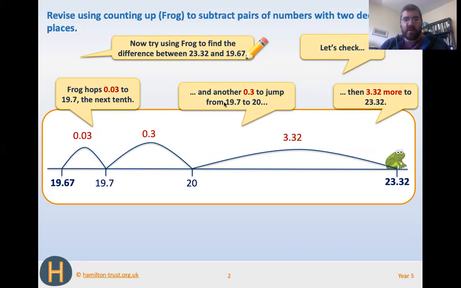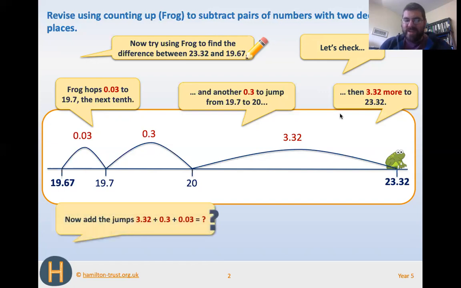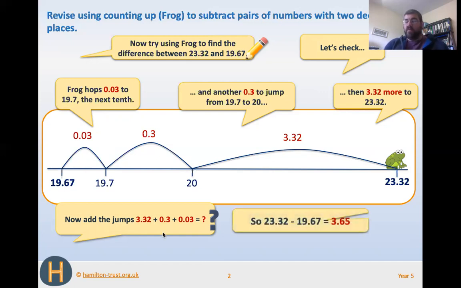So here he jumped 3 hundredths, here he jumped 3 tenths, and here he jumped a lot. All we need to do is add them all up. Again, no carrying even there. That's a place value addition. Easy peasy: 3 and 3, and 3 and 2, and we've got the answer. Frog jumped in total 3.65. So the difference between 19.67 and 23.32 is 3.65. I think you know what to do. We've done that quite a lot before.